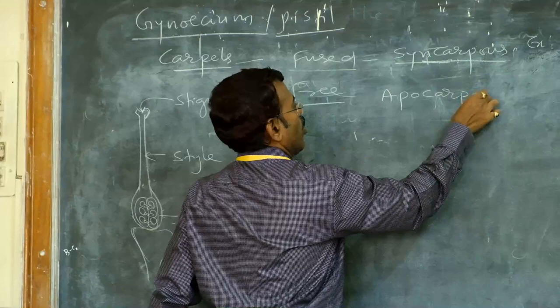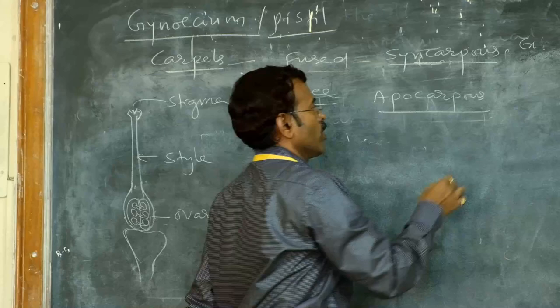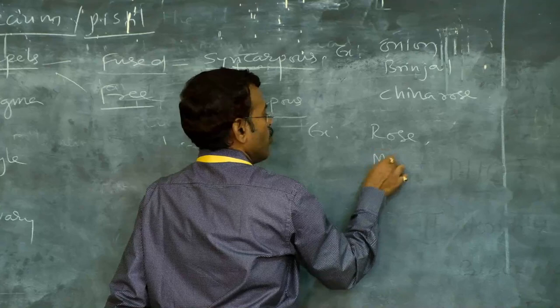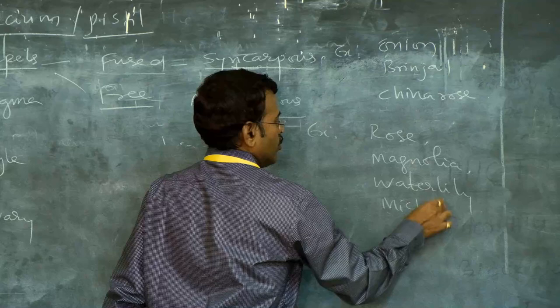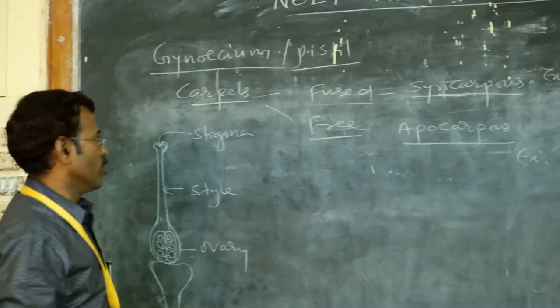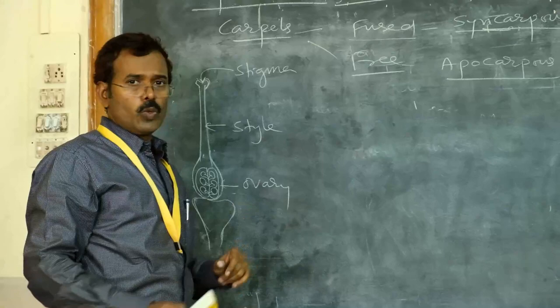When the carpels are free, not fused with each other, it is called the apocarpous condition. Examples: rose, magnolia, water lily, michelia. In these examples you can see the apocarpous condition. So this is regarding the fused or free nature of the carpel. We have these two conditions.